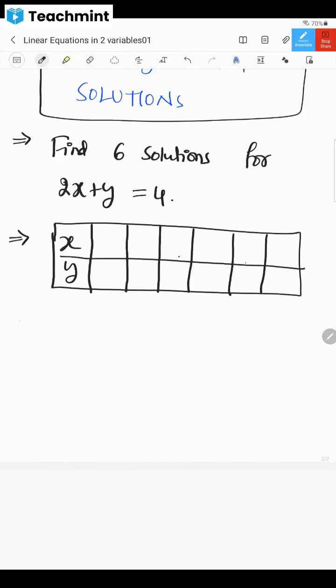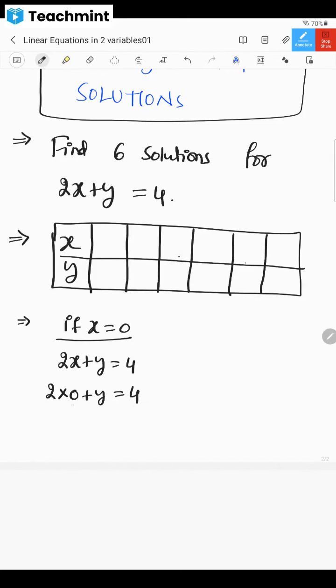First of all, if x is equal to 0, this is how you are supposed to do it for the graphs and all. If x equal to 0, what is the equation? 2x plus y is equal to 4. 2 into 0 plus y equal to 4. 2 into 0 is 0. 0 plus y is equal to 4. Don't you think y is equal to 4? That means whenever x is 0, y is going to be 4. So can I keep it as 0, 4 here? 0 and 4.